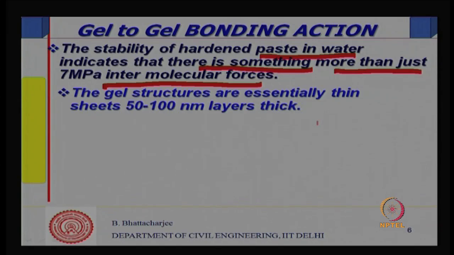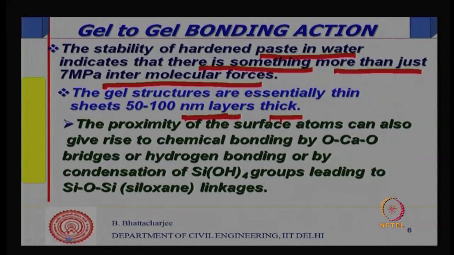Structure of gel is essentially thin sheets 15 to 100 nanometer layers thick, that is what it is. We will have a diagram; people have actually determined by some tests that these are thin sheet-like structures, 15 to 100 nanometer layers thick. So, this has been determined by various indirect tests.